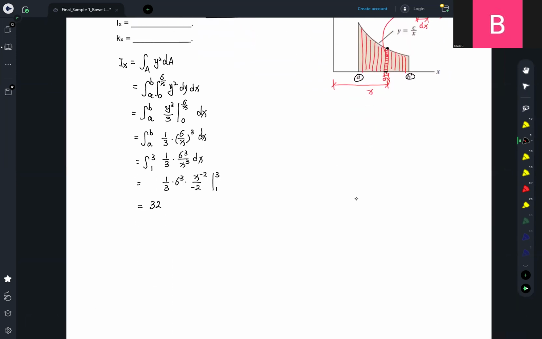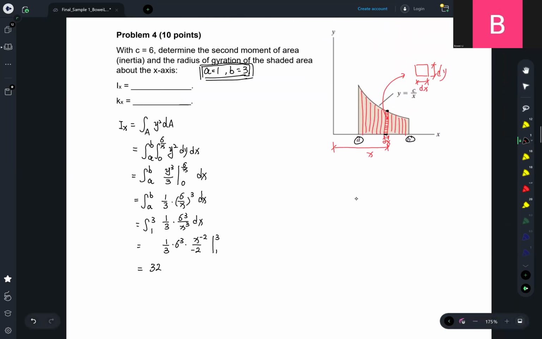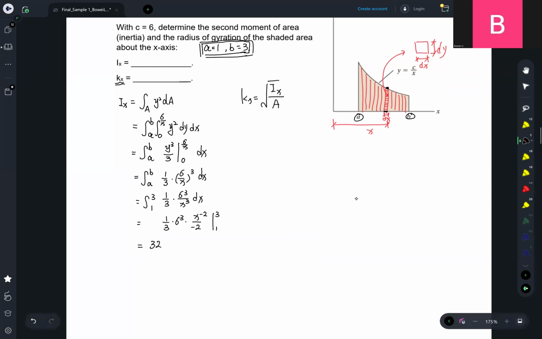Okay, so given that we have 32 here, we are going to go ahead and move on to the second part. The second thing that it is asking is the radius of gyration of the shaded area, right? So it is kx, and we know that kx equals the square root of Ix divided by area. And we already know the Ix here, but we are supposed to find the area, right?